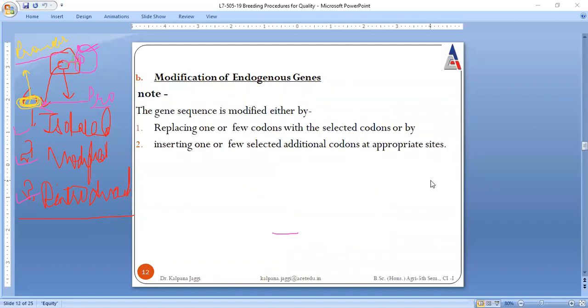Now the next thing to be noticed while we are going for this modification of the endogenous gene: how is modification to be done? When you are going for protein modification, you have a certain sequence, and in the protein we have an amino acid sequence.